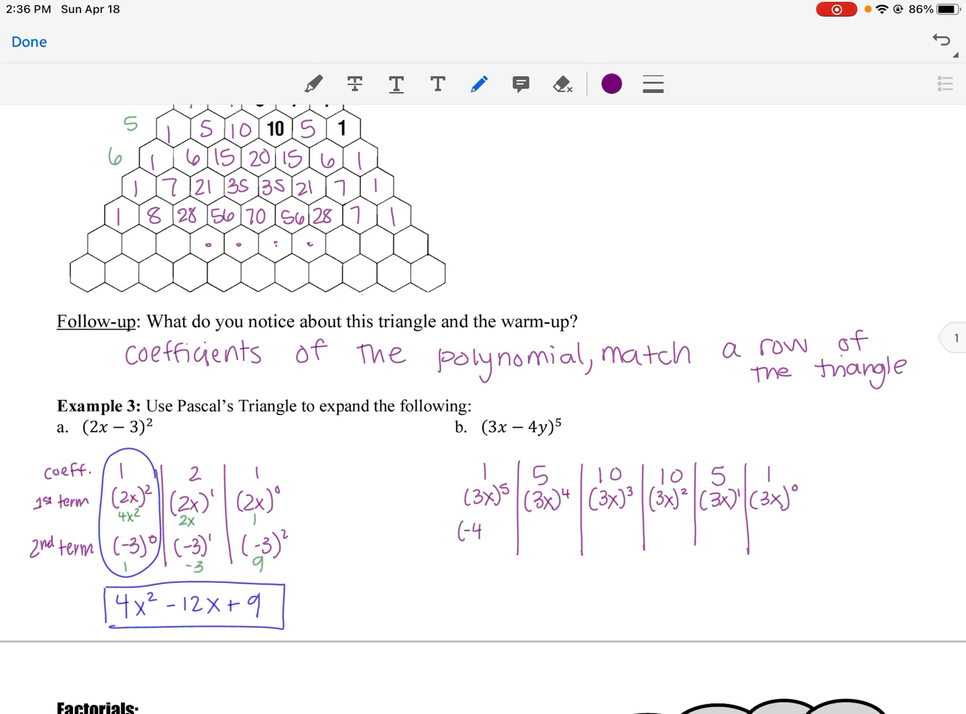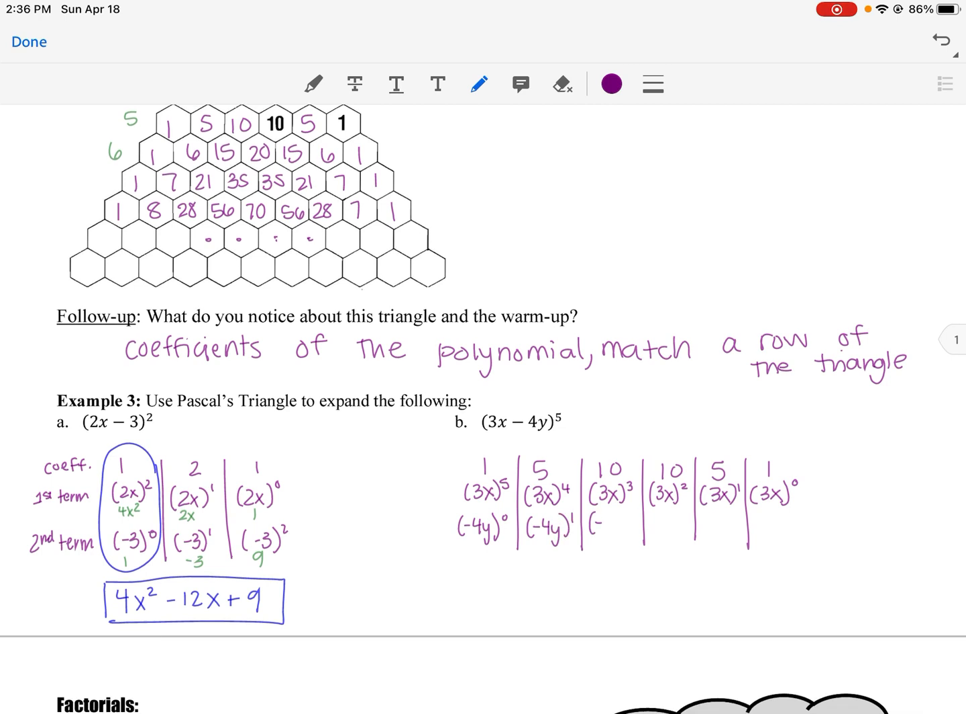And then we'll do the same thing with the -4y, but go up. So 0 power, 1st, 2nd, 3rd, 4th, and 5th. Okay, this is the part where you're probably going to want to use a calculator. So 1 times 3 to the 5th times -4 to the 0 is what I type in my calculator, and I get 243, and then x to the 5th, y to the 0 is just 1.